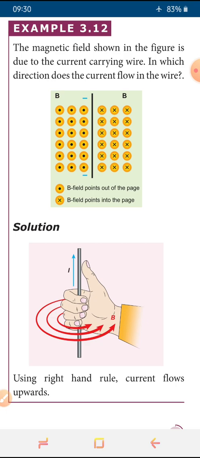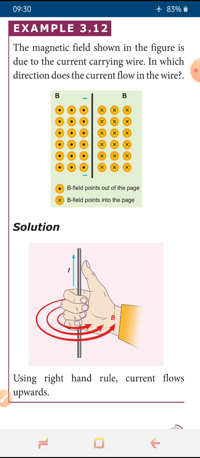And see, the first side is fully given with dots, and the second side is fully marked with crosses. The dots represent that the magnetic field points out of the page. It is coming out of the page. And the cross marks indicate that the magnetic field points into the page. It is explained in this diagram. So dot means out of the page, cross means into the page. This diagram explains both.